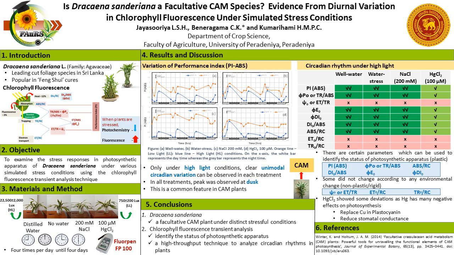So ultimately we can conclude that Dracaena sanderiana is a facultative CAM plant under high stress levels, and also that chlorophyll fluorescence transient analysis can be used to identify the status of the photosynthetic apparatus, and it is a high throughput technique to analyze circadian rhythms in plants.